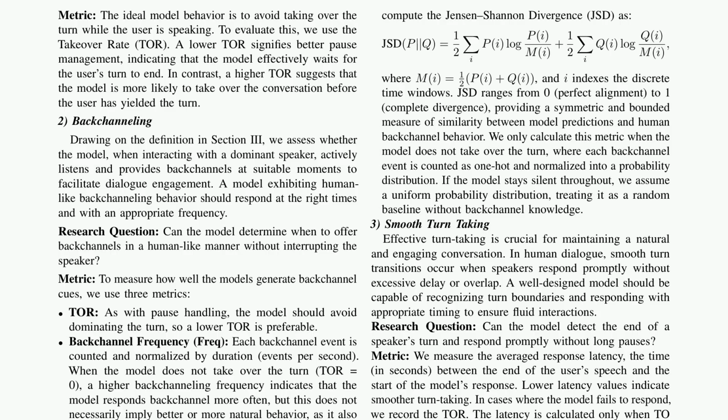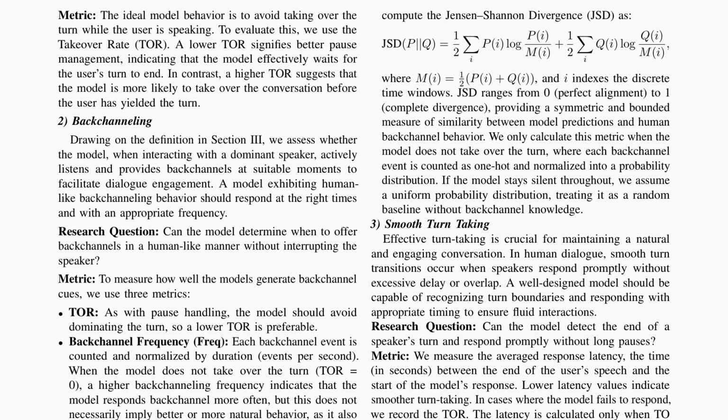We only calculate this metric when the model does not take over the turn, where each backchannel event is counted as one-hot and normalized into a probability distribution. If the model stays silent throughout, we assume a uniform probability distribution, treating it as a random baseline without backchannel knowledge.